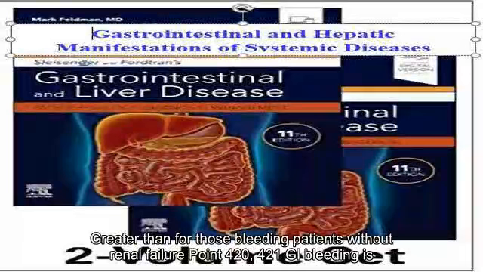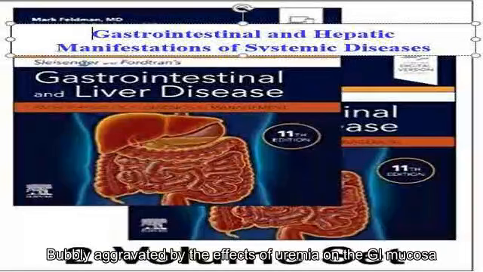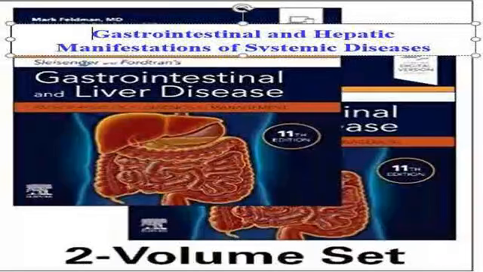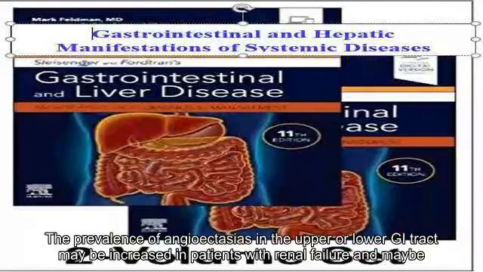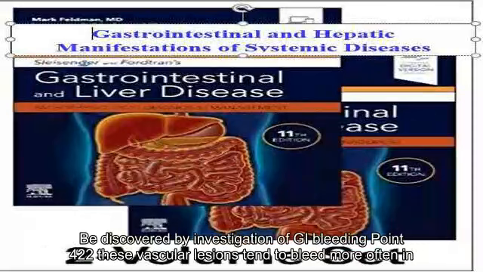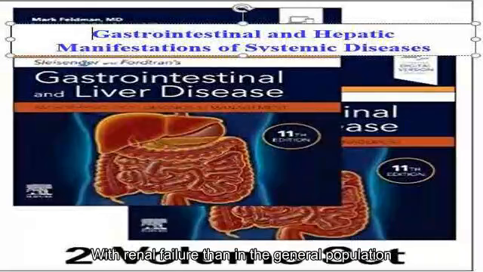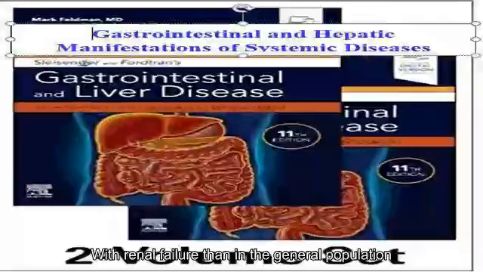GI bleeding is probably aggravated by the effects of uremia on the GI mucosa, platelet dysfunction, and antiplatelet agents, NSAIDs, and/or heparinization during hemodialysis. The prevalence of angioectasias in the upper or lower GI tract may be increased in patients with renal failure and may be discovered by investigation of GI bleeding. These vascular lesions tend to bleed more often in patients with renal failure than in the general population.